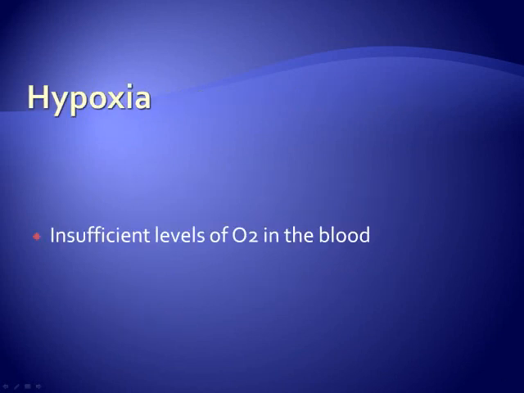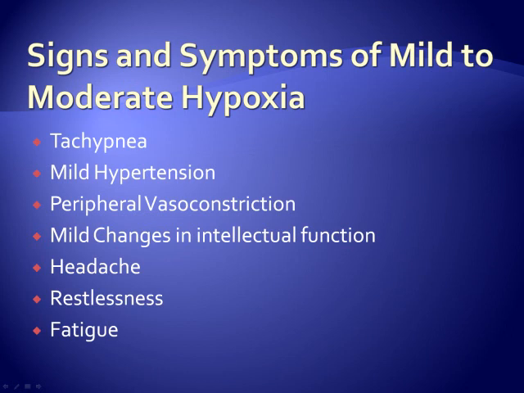So hypoxia is caused by insufficient levels of oxygen in the blood. Okay, so that's our definition of hypoxia. Obviously, this is a problem that we see, and quite frequently actually, in the intensive care unit. Either the patient came to us with hypoxia or developed hypoxia because of their underlying condition, and we need to treat it. So what we're going to have to do is first identify it in our patient. Mild to moderate hypoxia is going to cause the patient to have tachypnea and mild hypertension.